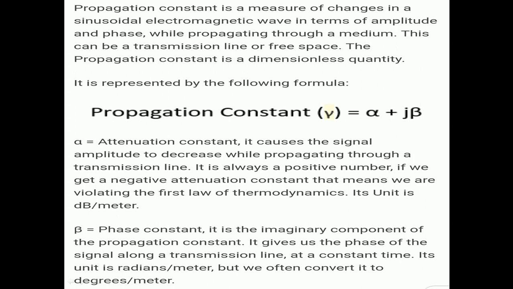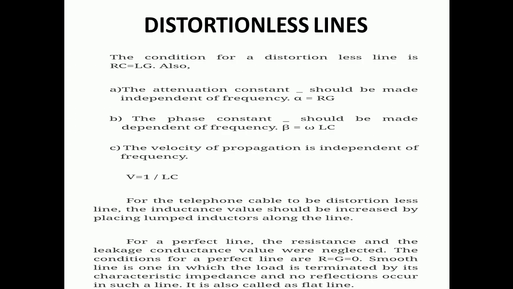As we see in the mathematical equation, alpha is the real term and beta is the imaginary term. Alpha causes a signal amplitude to decrease while propagating through the transmission line, and it is always a positive number. If we had a negative number, then the attenuation constant would be violating the first law of thermodynamics. The unit of alpha is decibel per meter. In the same way, the phase constant gives the phase of the signal along the transmission line at some particular time, and the unit is generally radians per meter, and sometimes we denote it as degrees per meter.